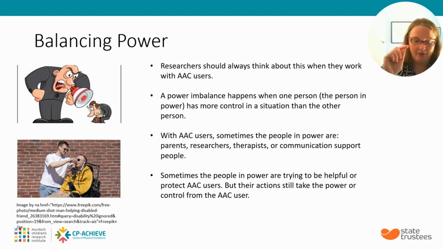So the first part of that framework is balancing power. And we think that researchers should always think about this when they work with AAC users. A power imbalance happens when one person, the person in power, has more control in a situation than the other person. With AAC users, sometimes the people in power are parents, researchers, therapists, or communication supporters. Sometimes the people in power are trying to be helpful or trying to protect AAC users, but their actions still take the power or control away from the AAC user. So in the next video, Brenton will give you an example of a power imbalance he experienced.